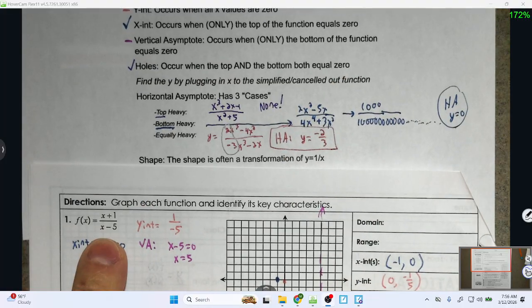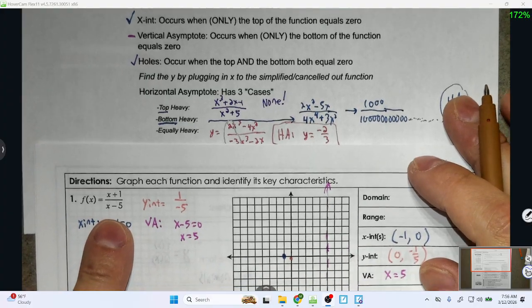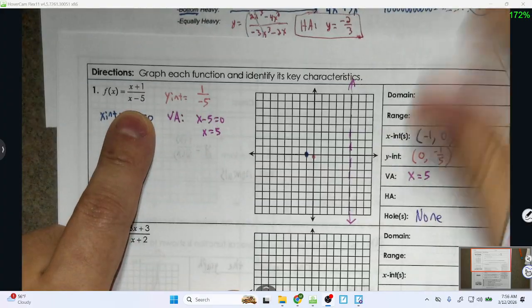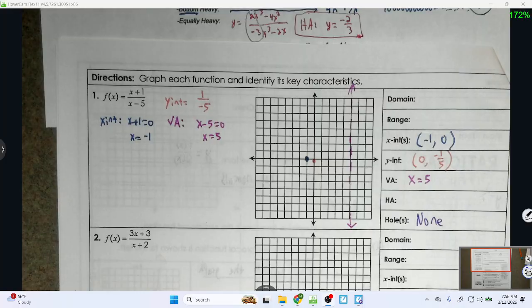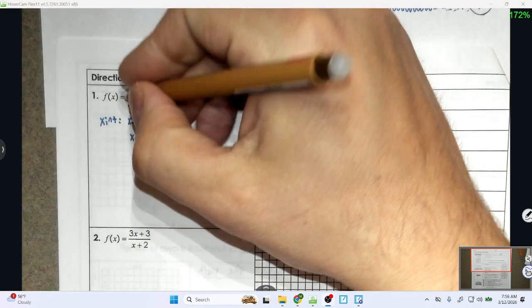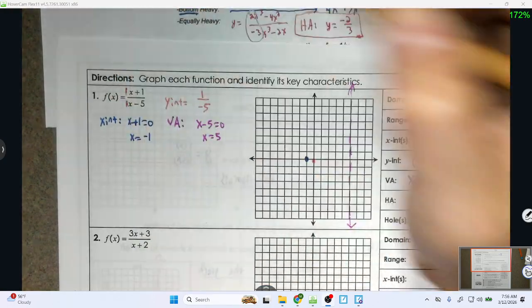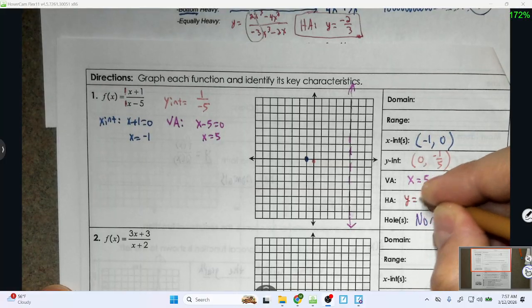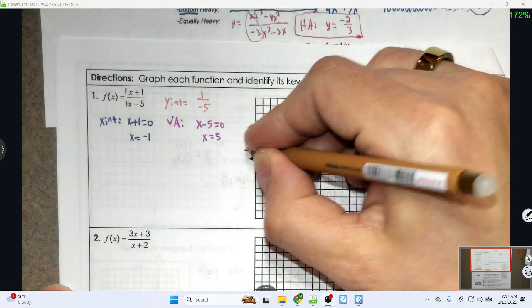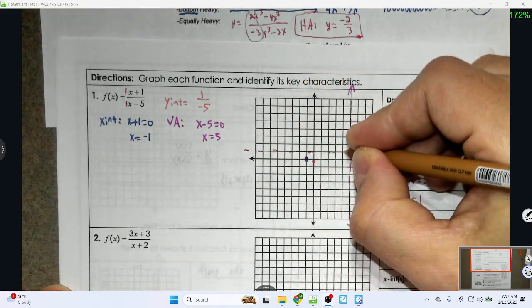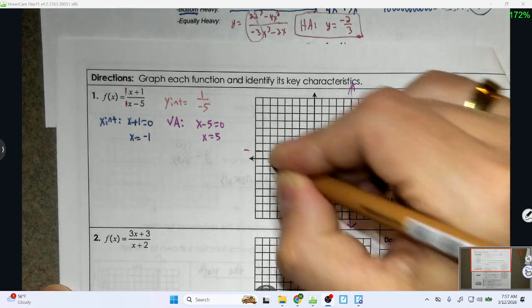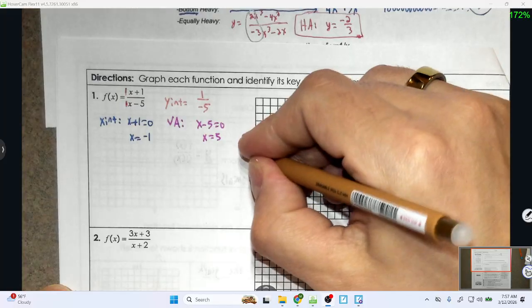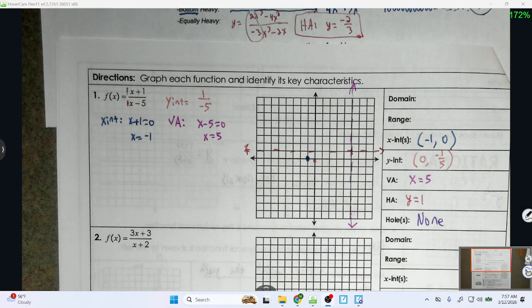Okay, let me ask you this. Is this top heavy, bottom heavy, or equally heavy? This one right here that we're doing. Equally heavy. So all we're going to do is look at the ratio of the coefficients. Because this is a 1x and this is a 1x, they're both to the same power. Our horizontal asymptote is going to be y equals 1, and we'll have something right here. Okay? So our horizontal asymptote is y equals 1.